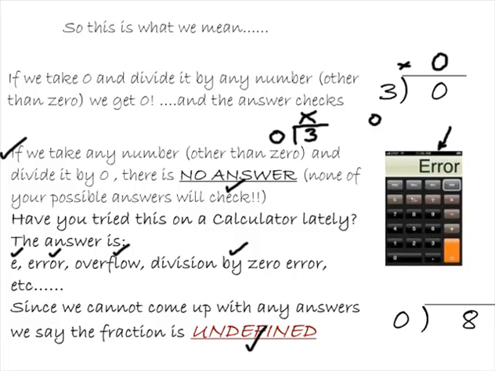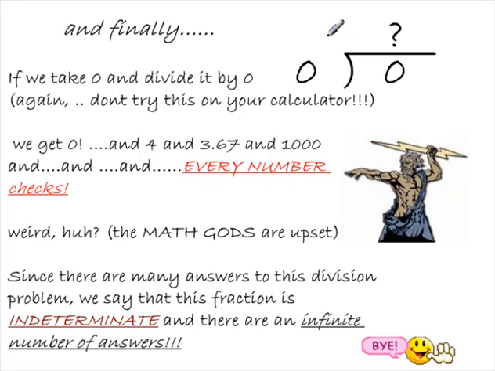Now, if I go now and finally take something like 0 and divide it by 0, again, if you try this on your calculator, you're going to get an error message because you're dividing by 0. I don't know if you know this, but 0 really works, and so does any number that you come up with. 712 is also an answer. 1.5 is an answer. Why? Because every one of these answers, when multiplied by 0, gives you 0. Okay? So every single number checks.